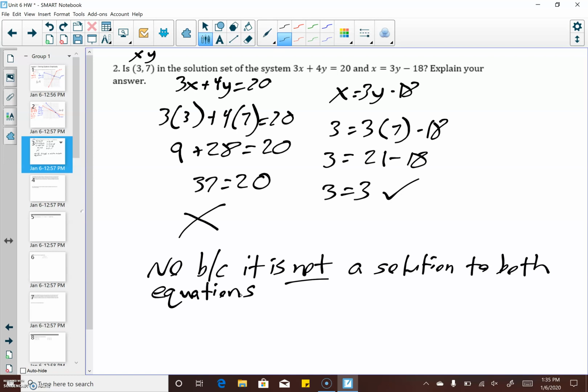Now, the other way to do this would be to plug it into your calculator. The only thing is, they would both have to be put into y equals form. So that's a little bit more on the complicated side here. So we're going to leave this one just as doing it by substitution.